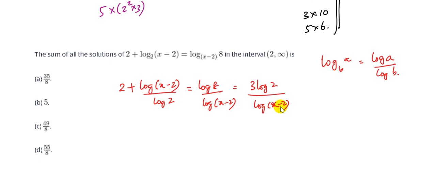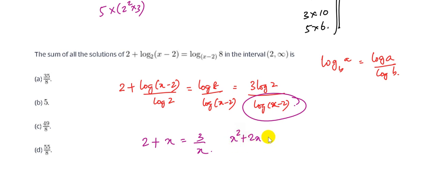So tell me how you are going to solve this before you start doing it. If we assume log of x minus 2 by log 2 as x, then it will form a quadratic equation. Very good. So this would be 2 plus x equal to 3 by x. So x square plus 2x minus 3 equals 0.